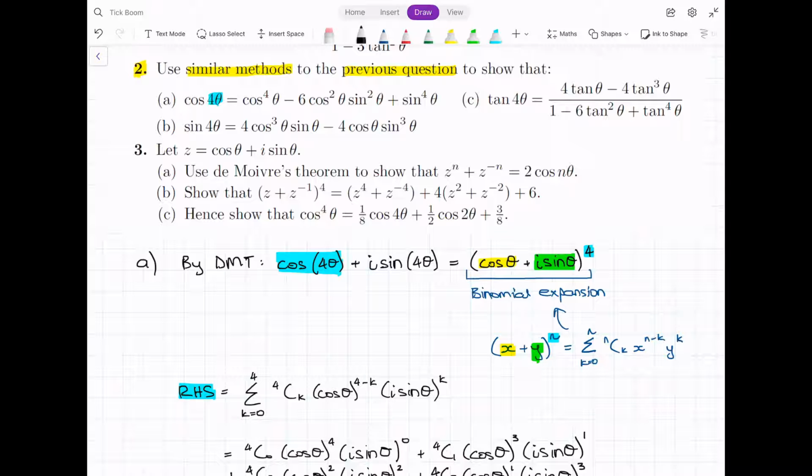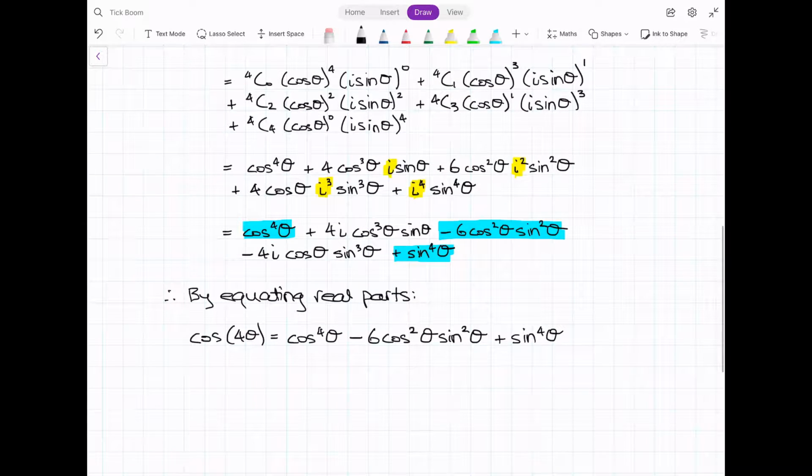What we were asked in our question: cos to the power of 4 theta minus 6 cos squared theta sine squared theta plus sine to the 4 theta. So that is as required. That is what we were being asked to show. So that's part A all done.